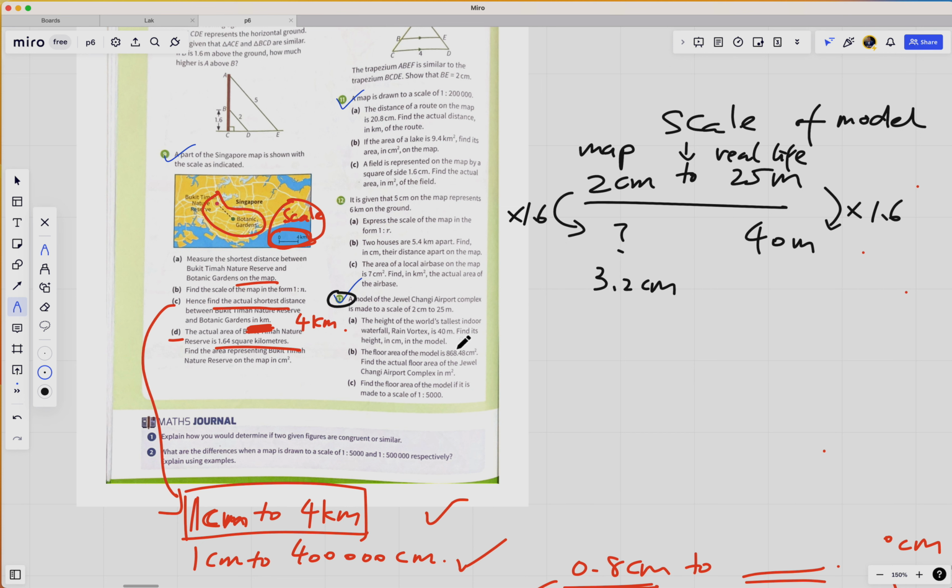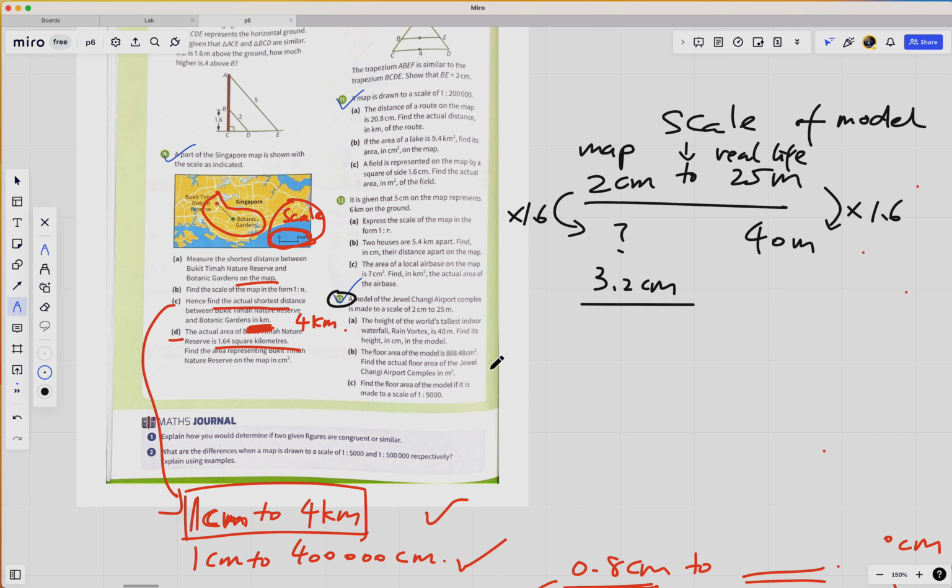So that's the first answer. Did you do it this way? You must do it this way exactly. This is a good habit to have. If you just do it this way, you will get the answer naturally. You just have to follow, very systematic.